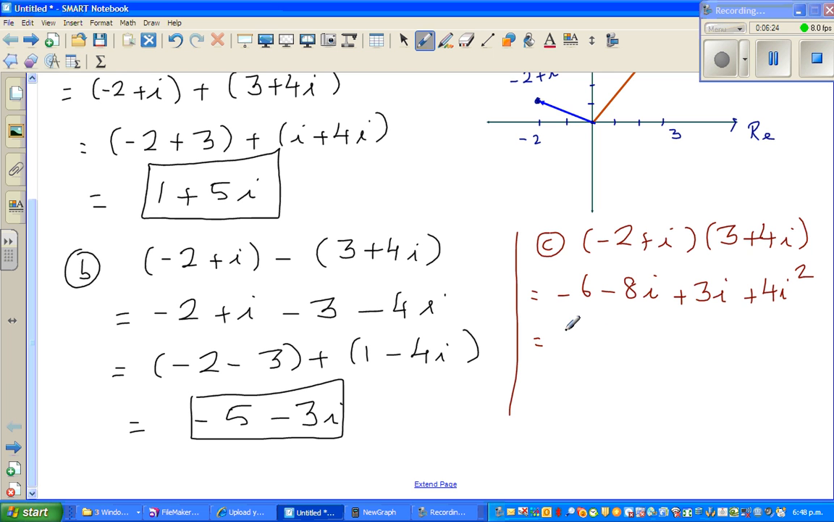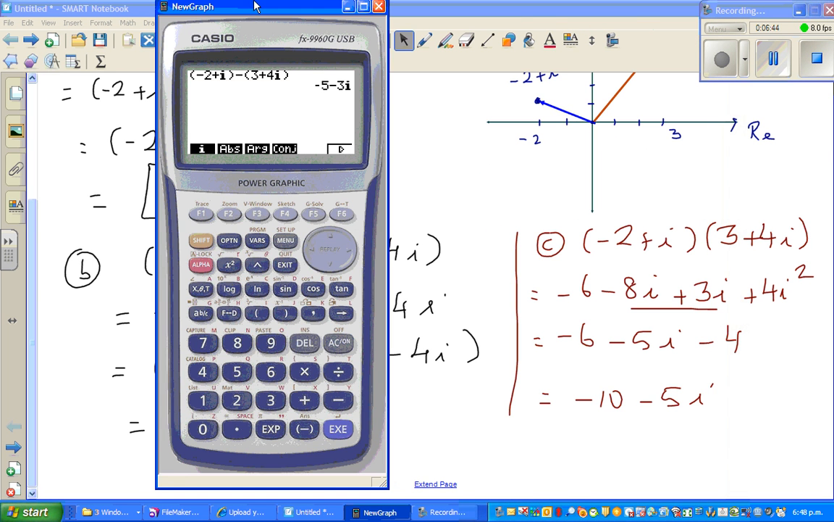So this is nothing but minus 6. This simplifies to minus 5i, and i squared is negative 1. Okay, I hope you know i squared is negative 1. So 4i squared is nothing but minus 4. So the final answer is minus 10 minus 5i. So let us check that on the calculator. Always good to check. It's minus 2 plus i times 3 plus 4i. Am I right? Yeah. There we go. Minus 10 minus 5i. Okay.